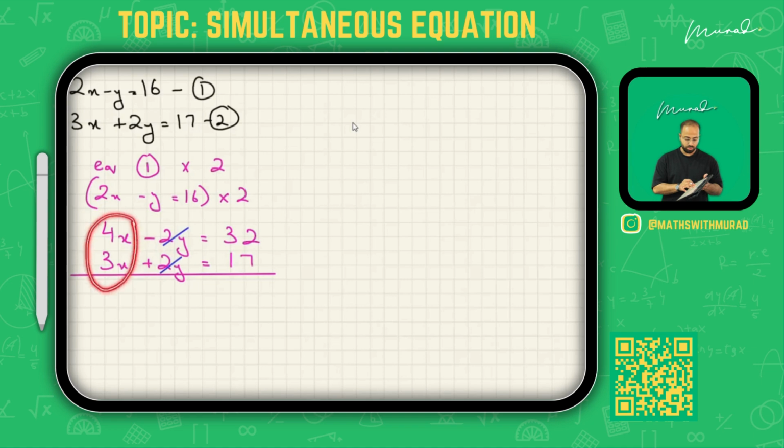So I'll add these two values, 4x plus 3x, so it becomes 7x. And I'll add 32 and 17, so it becomes 49. So now I'm supposed to calculate the value of x. So x equals 49 divided by 7. So the value of x becomes 7. All of you, is that clear? Is there any confusion?